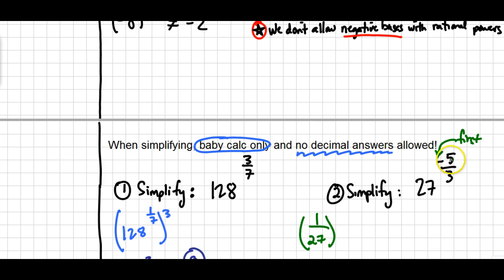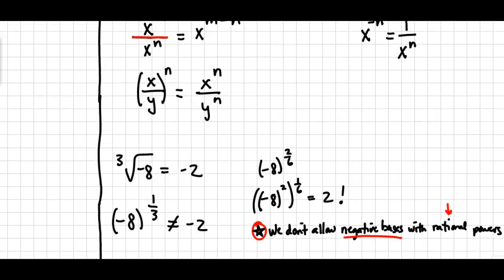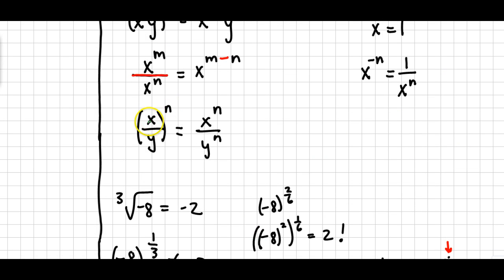I'm also going to rip apart the 5 and the 3. I'm going to do the 1/3 first and then the 5. I'm going to take the cube root now of the top and the bottom separately. That's also one of our properties here. I'm taking the 1/3 and I'm going to do it to the top and the bottom as separate steps.